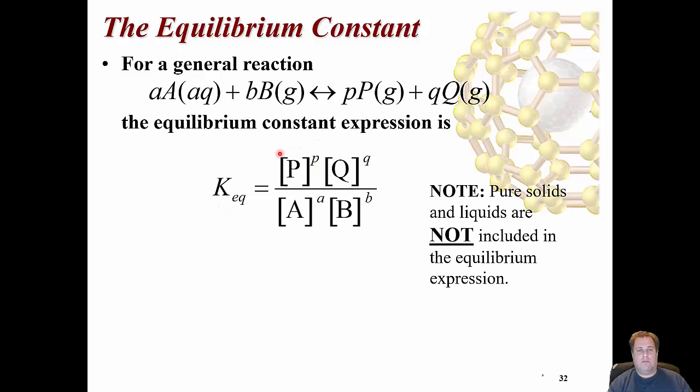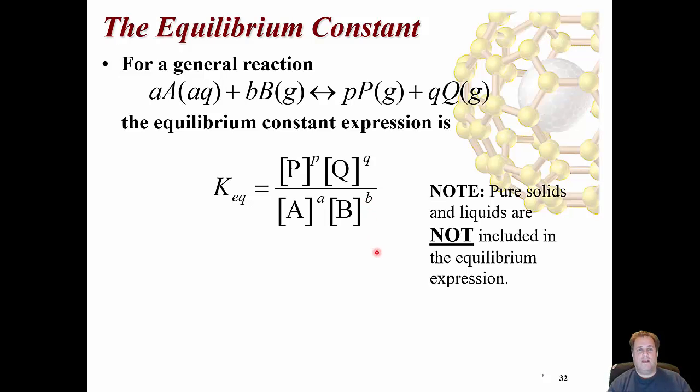So remember, these brackets are concentrations. So what we say is, it's the concentration of each product. In this case, the concentration of P raised to the power of whatever its coefficient is in the balanced chemical equation. So we have the concentration of P raised to its coefficient times the concentration of Q raised to its coefficient. Again, the products are on top. We do the same thing on the bottom. So it's the concentration of A raised to its coefficient times the concentration of B raised to its coefficient.